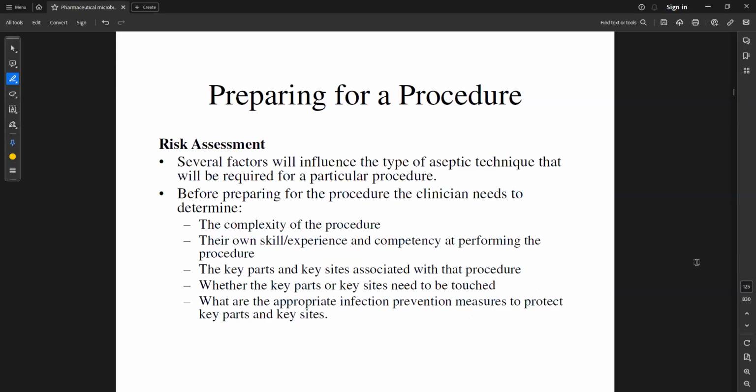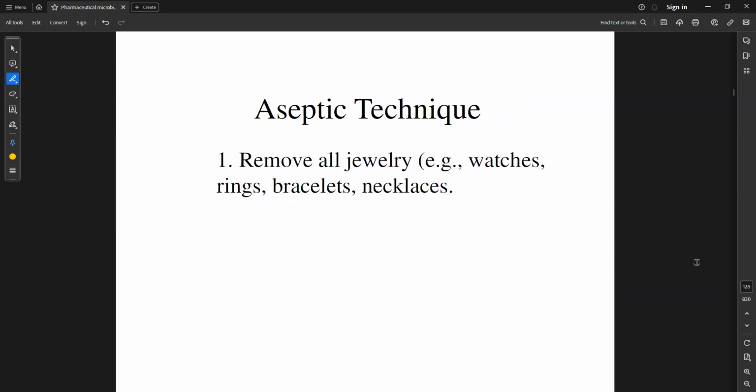So to prepare for a procedure, you need to assess risk, and this involves determining the complexity of the procedure, the skill, experience and competency of the one performing the procedure, the key parts and key sites associated, whether the key parts or key sites need to be touched, and what are the appropriate infection prevention measures to protect key parts and key sites.